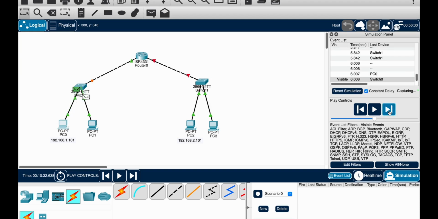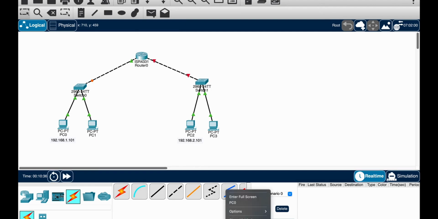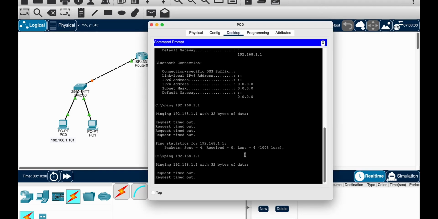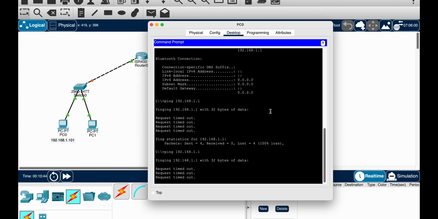The packet goes out, and the switch is supposed to send out the packet to the router, which it is not. So let's go ahead and see what response we're getting. Timeout. Let's go to real time and let it run for a minute. Okay, so our gateway is set properly, but we are not able to communicate with it. So we have to figure out what that issue is.